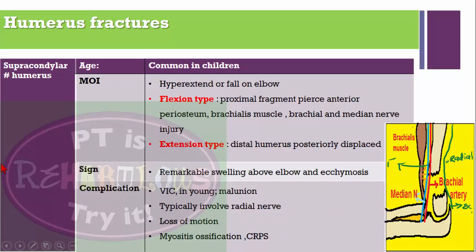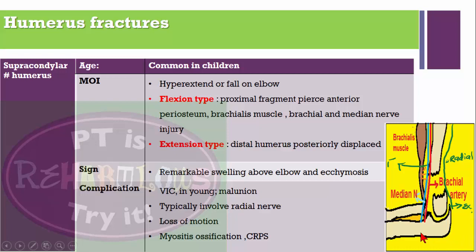Let's learn some fractures of the humerus. If the patient has a supracondylar fracture of the humerus, that is very common in children. Mechanism of injury is either flexion type or extension type. If the patient is in flexion, it goes anteriorly. If it is extension, the distal aspect will move posteriorly. So the mechanism of injury is hyperextension of the elbow.